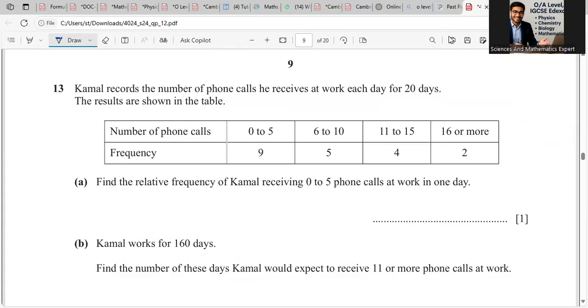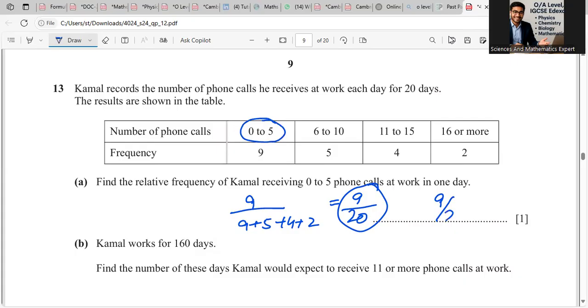So I will have to go for relative frequency. It means to find the relative frequency, I will have to calculate for this one. Then I will total all of these frequencies: 9 plus 5, 14 plus 4. So I will say here 9 over 9 plus 5 plus 4 plus 2. Then I will get 9 over 20. So this is the relative frequency for getting 0 to 5 calls overall.